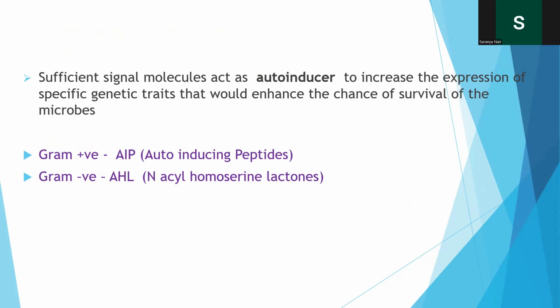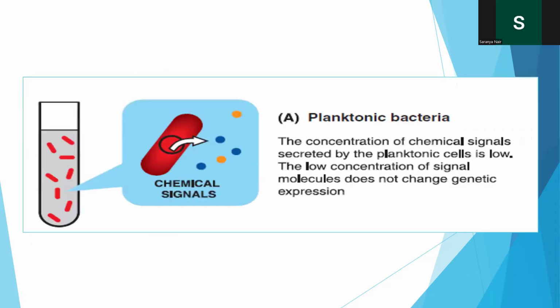This occurs in both gram-positive as well as gram-negative organisms. One of them is the planktonic bacteria. The concentration of the chemical signals secreted by the planktonic cells is low. The low concentration of the signal molecules does not change the genetic expression.